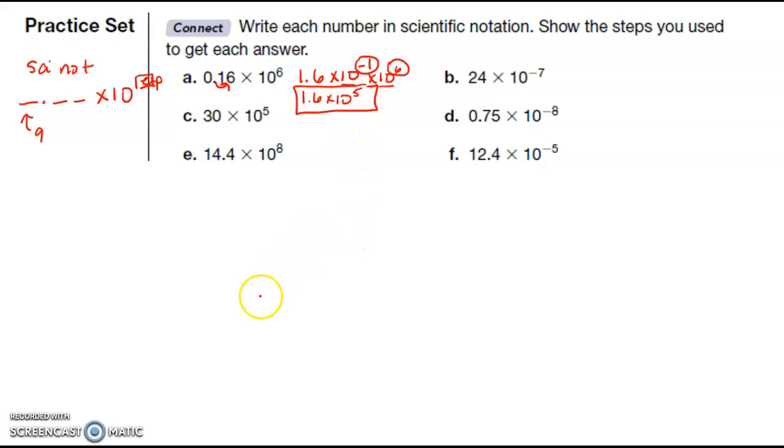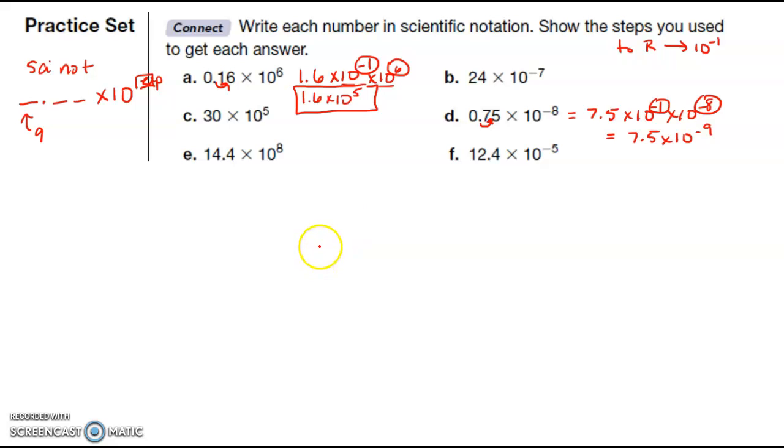Okay? Let me try another one that looks like that. So D also looks very much like A. And I'm going to be moving the decimal point to the right. So to the right is 10 to the negative 1. So this equals 7.5 times 10 to the negative 1, because that's how many places I moved it, times 10 to the negative 8. Now I'm going to add these, and I get 7.5 times 10 to the negative 9.